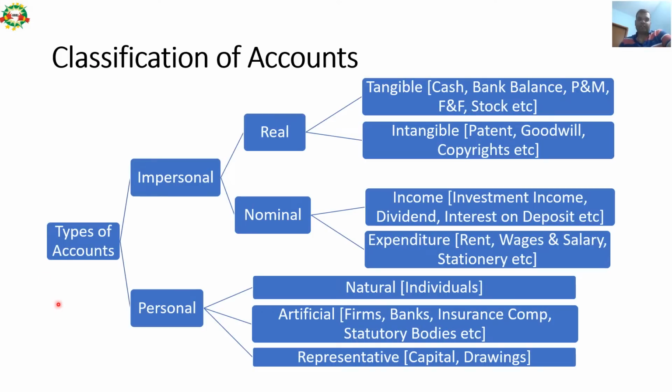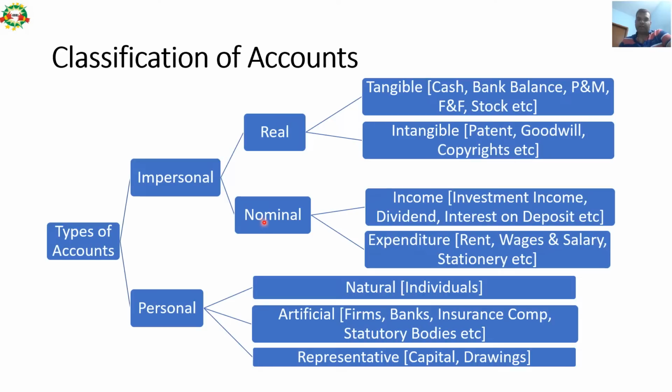So this is the classification. It is a table which explains in a very crisp manner and helps you understand the classification of accounts. Broadly speaking, there are two types of accounts: personal and impersonal. Please remember these two. Then out of impersonal, there are two further types of accounts: real and nominal. In real, there are two types of accounts: tangible, for example cash, bank balance, plant and machinery, furniture and fixtures, stock, etc. And intangible could be patent, goodwill, copyright, etc.